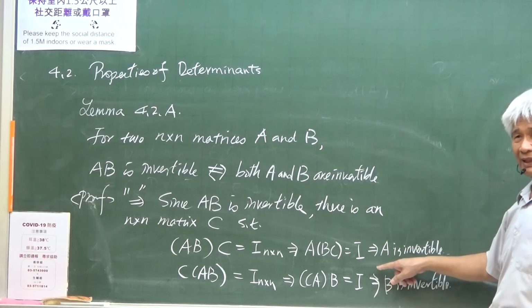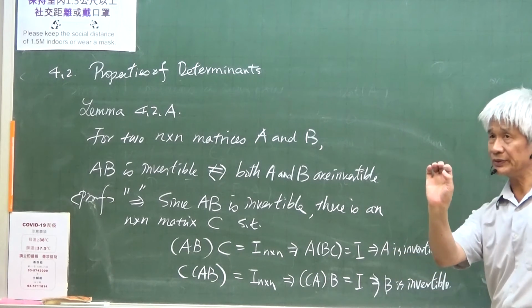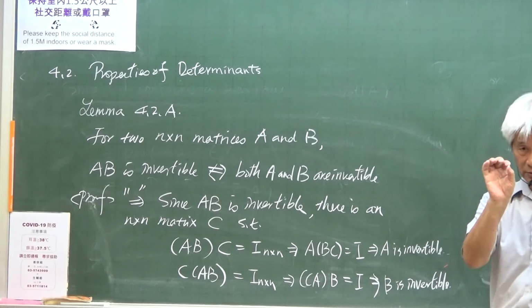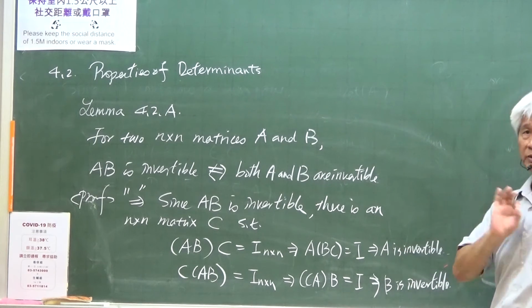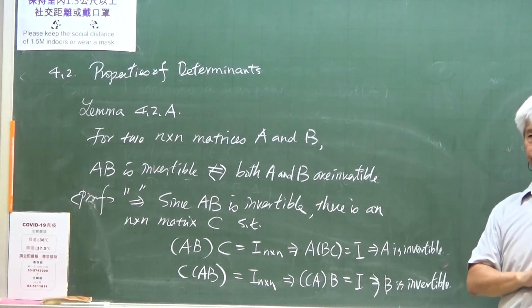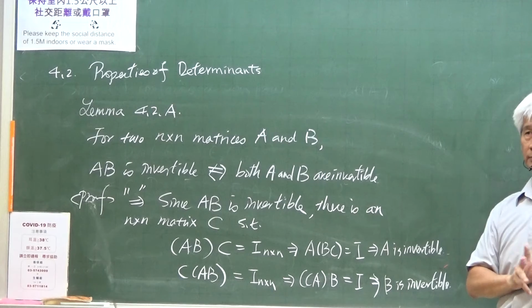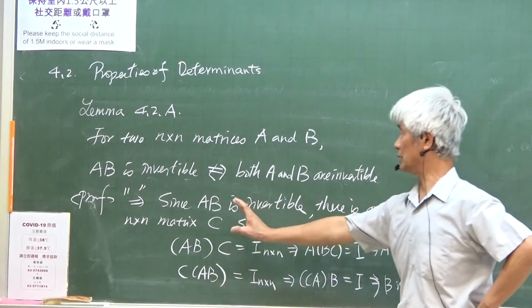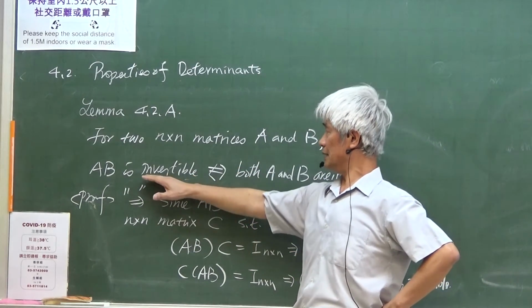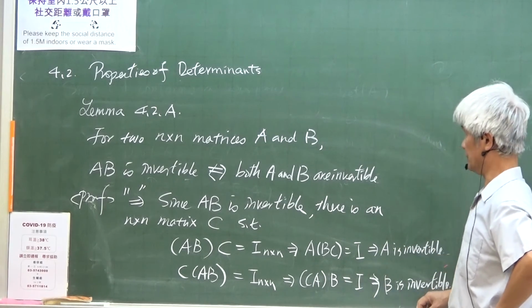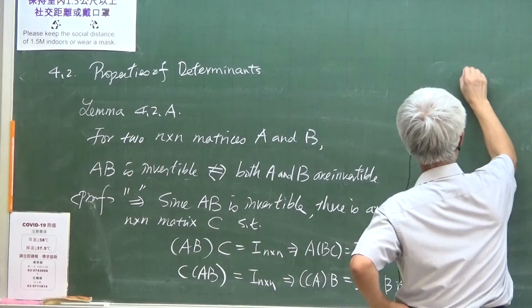All right. So here I didn't specify the specific reasons, I just explained orally. So if you need to make a remark, you can do it by yourself. Any questions? Alright, so this is the forward direction. When AB is invertible, we prove that A is invertible and B is also invertible.